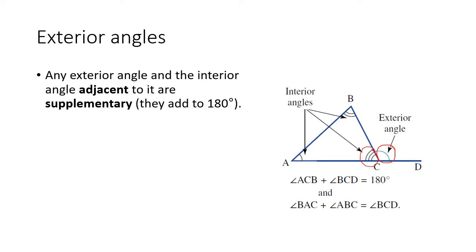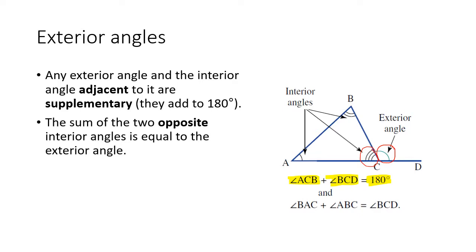So they are supplementary, they add up to 180 degrees, and we can see that written here in a more mathematical way for us. So angle ACB, which is the interior angle, plus angle BCD add up to 180 degrees, which is saying that they are supplementary, or that they form a straight line.